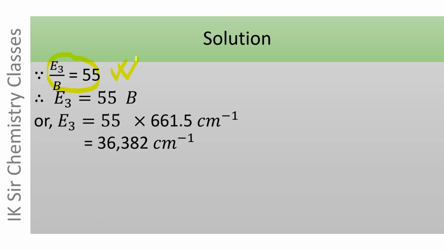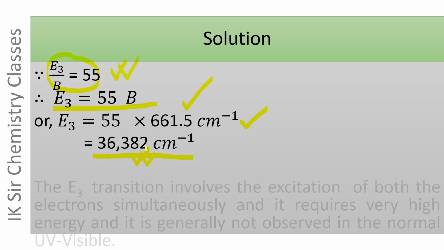drawing a vertical line at Dq by B 2.8, and therefore E3 will be equal to 55 B. The value of B has been calculated: 55 multiplied by 661.5 cm inverse, and the result is 36,382 cm inverse. This is the wave number of the expected third absorption band in the UV visible spectrum of V(H2O)6 3+ ion.